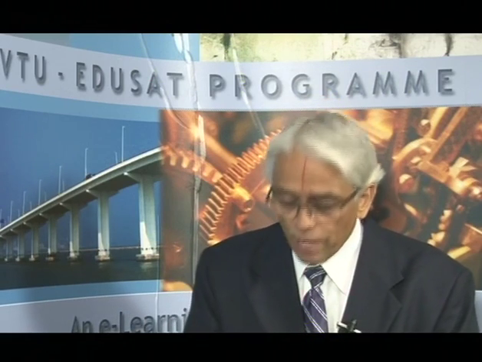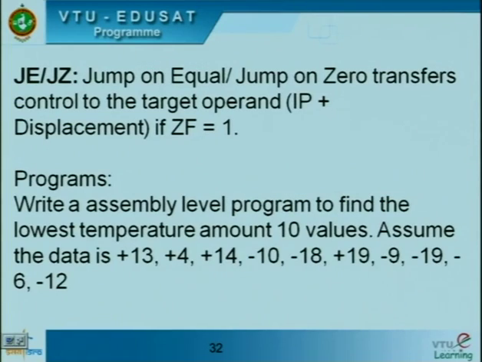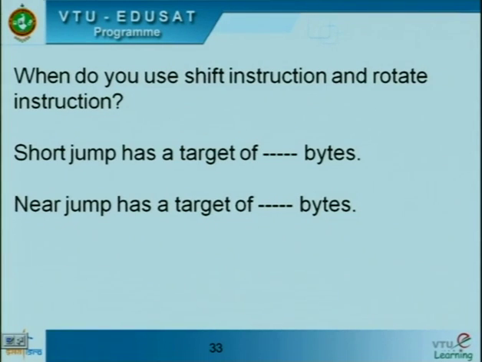Now, let us briefly look into 1 or 2 points. Here is a simple program: write an assembly level program to find the lowest temperature among the 10 values. Assume the data is like this, write a program and find out which is the lowest, making use of the sign extension when you are comparing, so that it is possible for you to get the right results. The last 2 simple examples: when do you use shift instruction and rotate instruction?